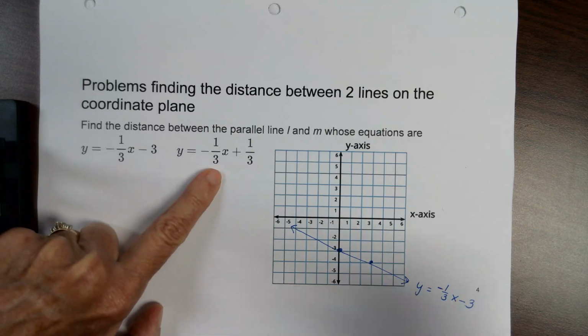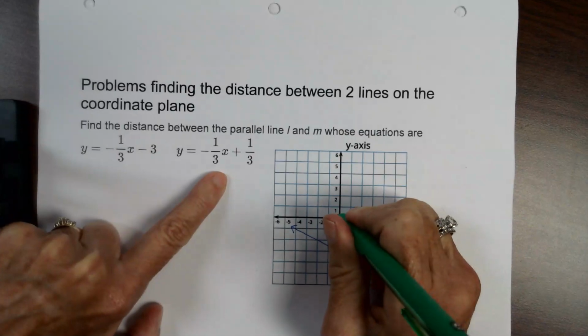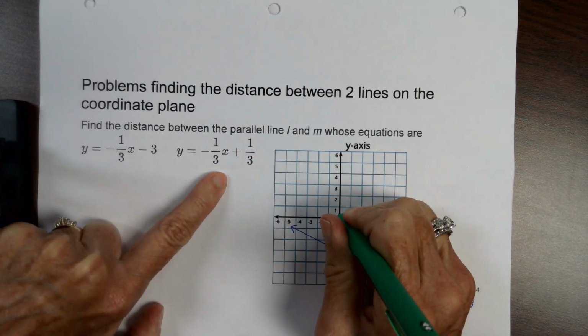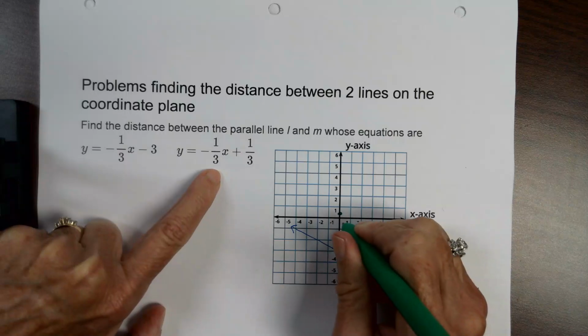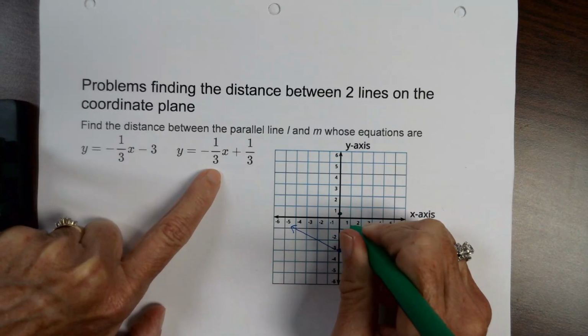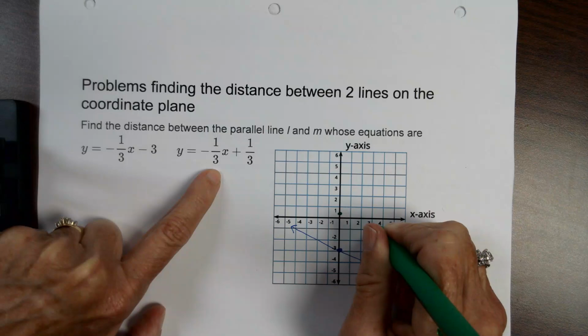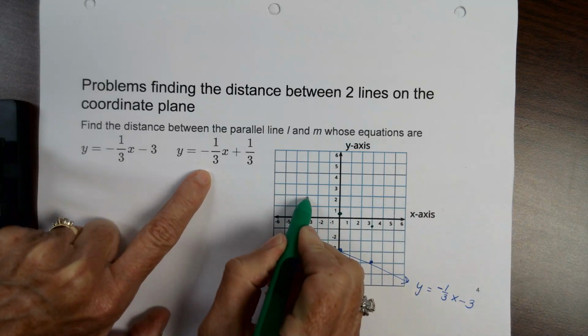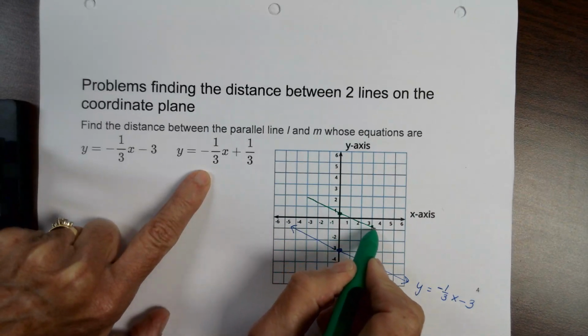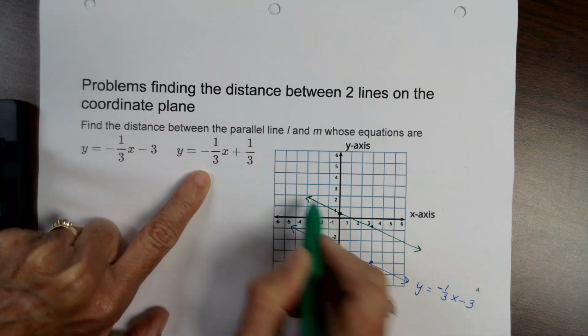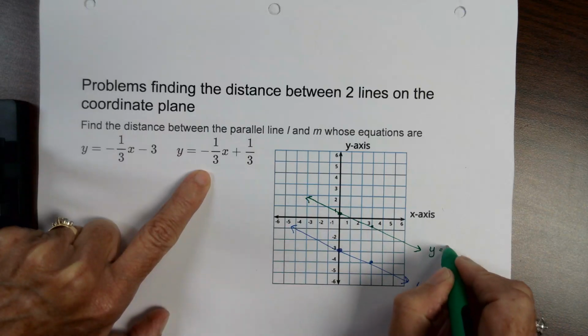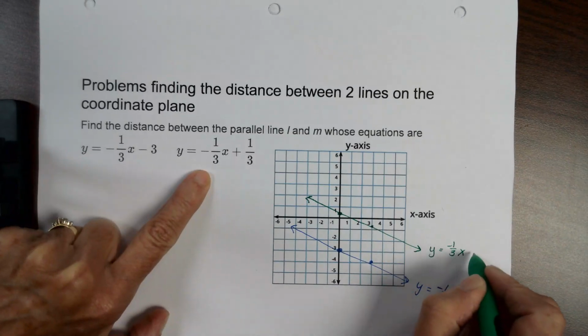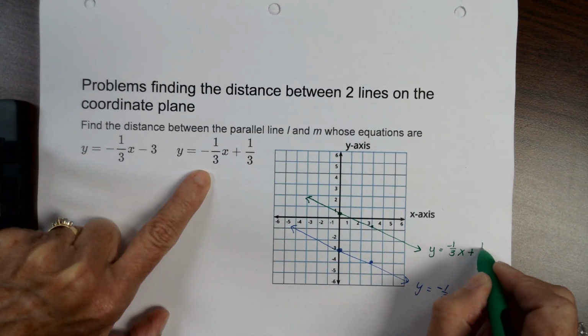And then I'm going to graph the other one. I'm going to go up 1/3, and then I'm going to go down 1 and over to the right, 1, 2, 3. So approximately right there. These are going to be parallel lines. And this is y equals negative 1/3 x plus 1/3.